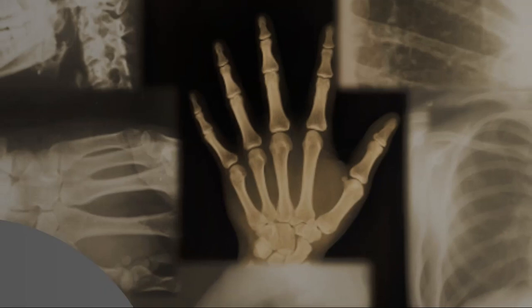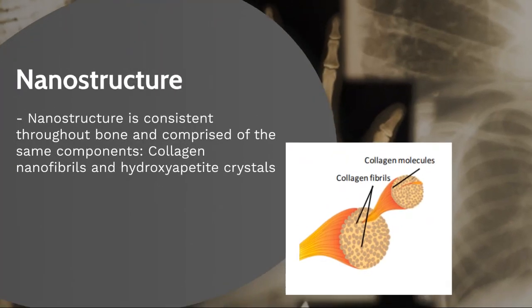The nanostructures of trabecular and cortical bone are very similar, both consisting of collagen nanofibrils which are mineralized through the growth of hydroxyapatite crystals. These nanofibrils form tightly wound bundles which provide bulk bone with much of its mechanical strength.